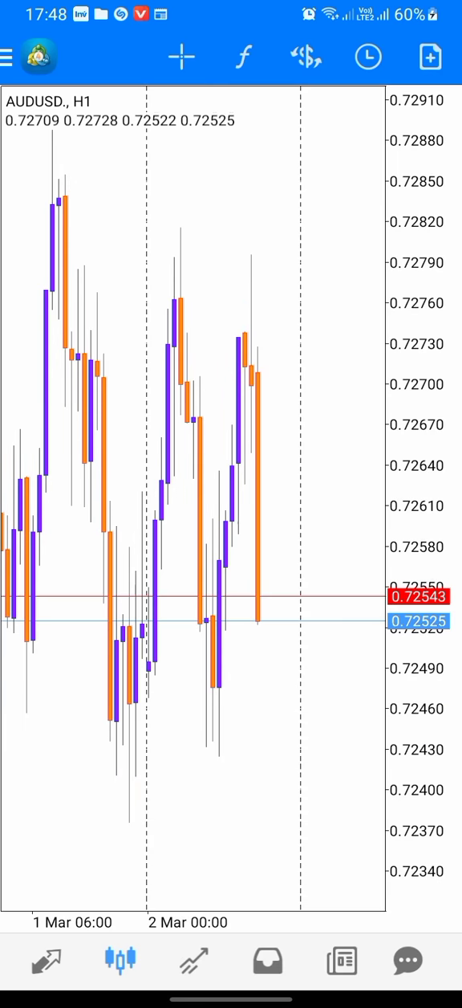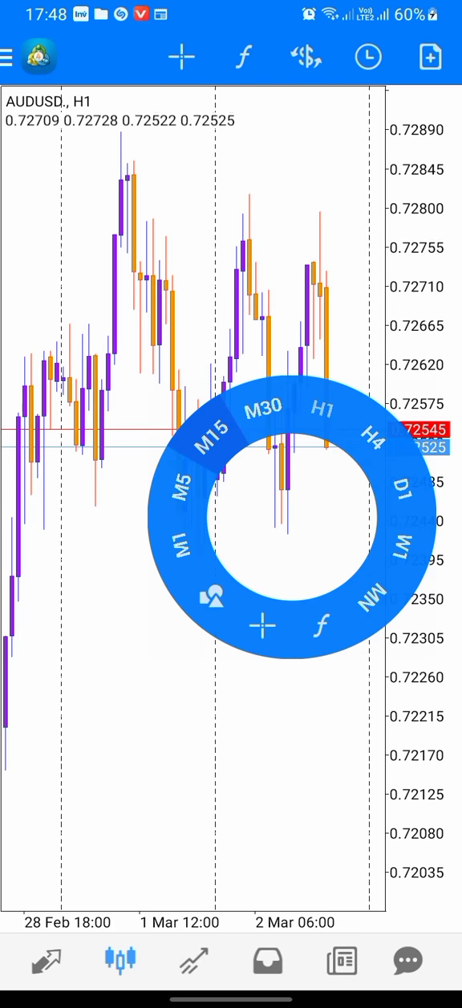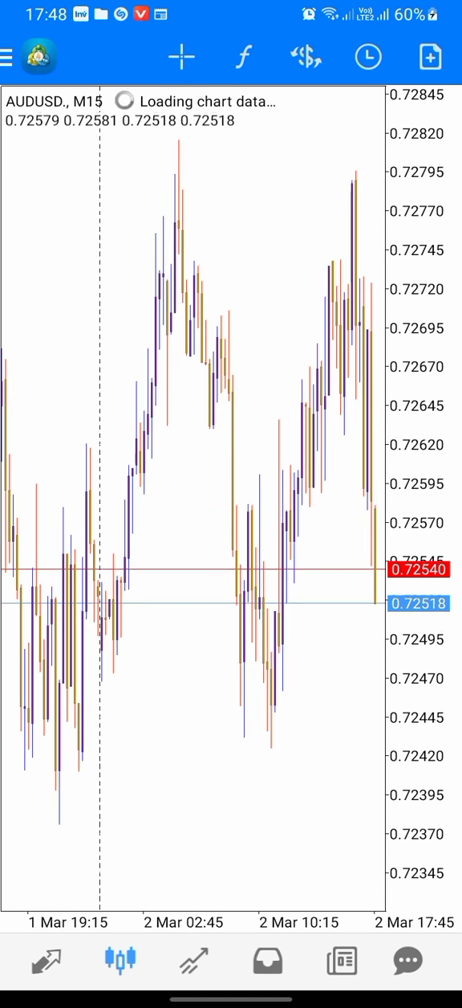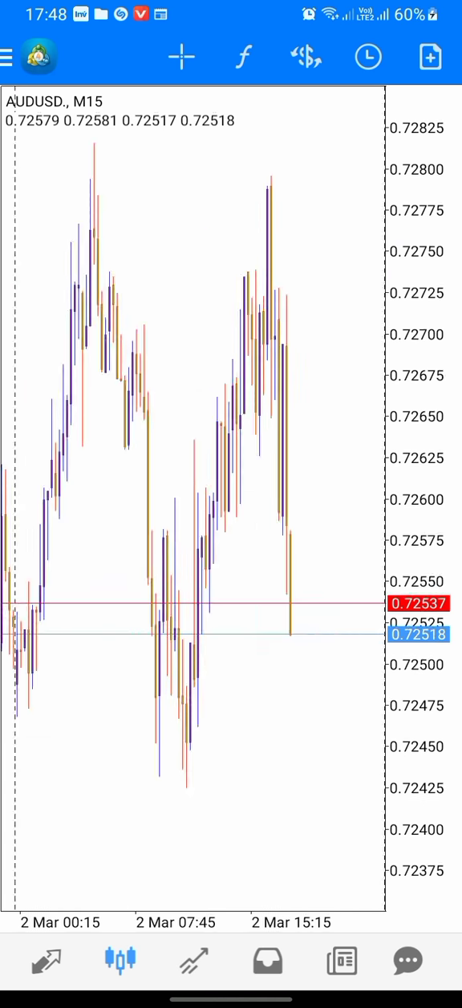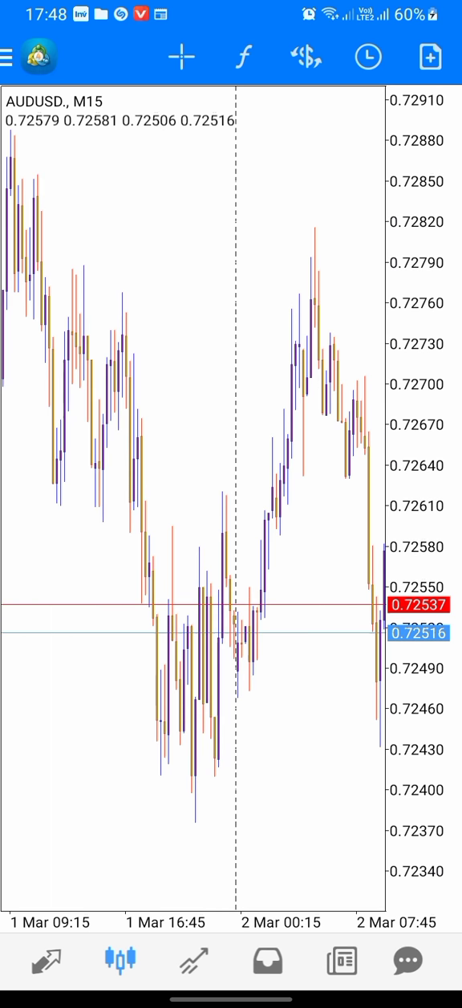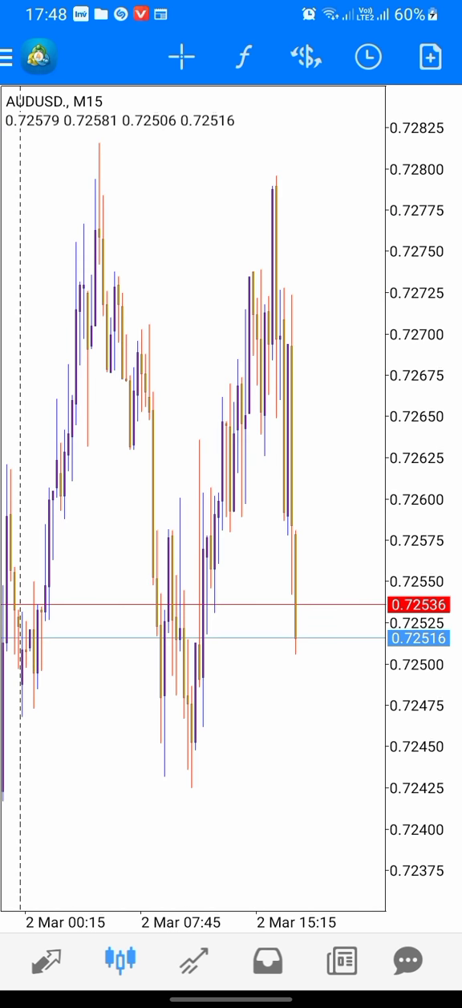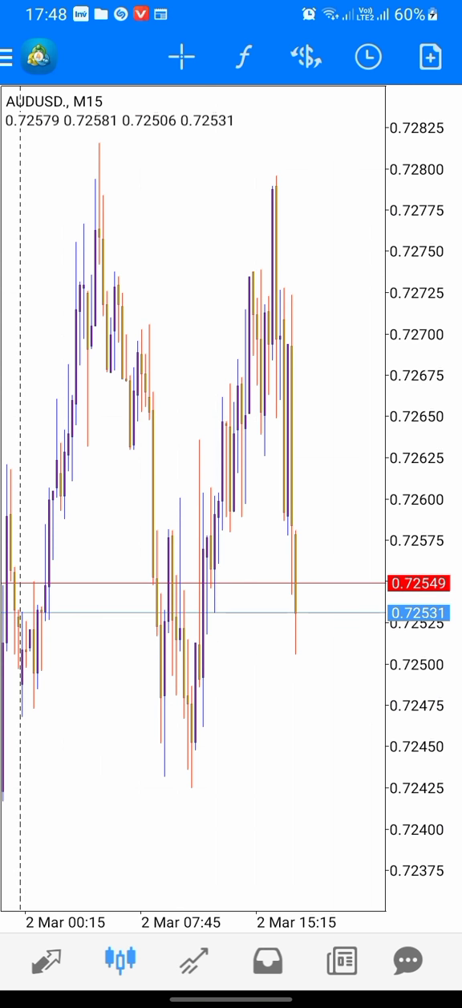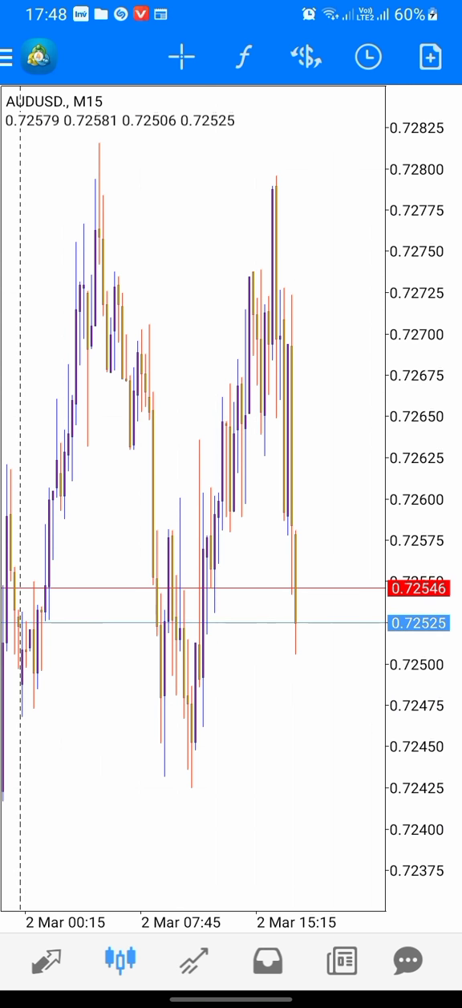Okay, let's go back to the chart. Let's say maybe our 15 minutes. So in Forex, all you do is stare at candlesticks and magic will happen. Automatically money will come into your bank account. I'm just kidding. It doesn't happen like that. In the Forex industry, there are candlesticks. Candlesticks represent what's happening between the Australian dollar and the US dollar.